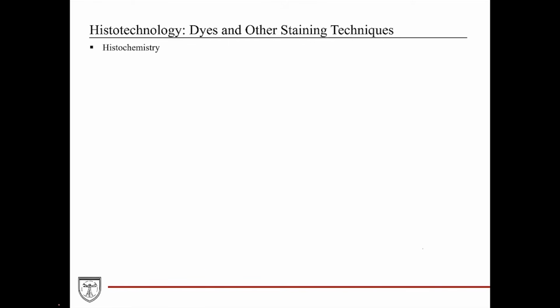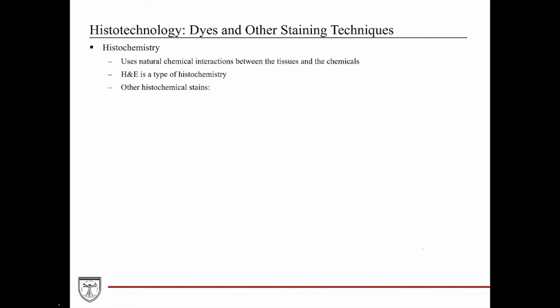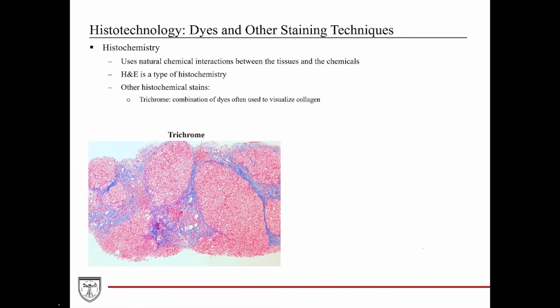Another staining technique is histochemistry. And as the name suggests, we're essentially using the natural chemical interactions between the tissues and the chemicals. And when you think about it, H&E is actually a type of histochemistry for using the acidic and basic natures of the dyes and the tissues. But there are other histochemical stains out there also that are commonly used. One is trichrome. Tri stands for 3 and chrome stands for color.